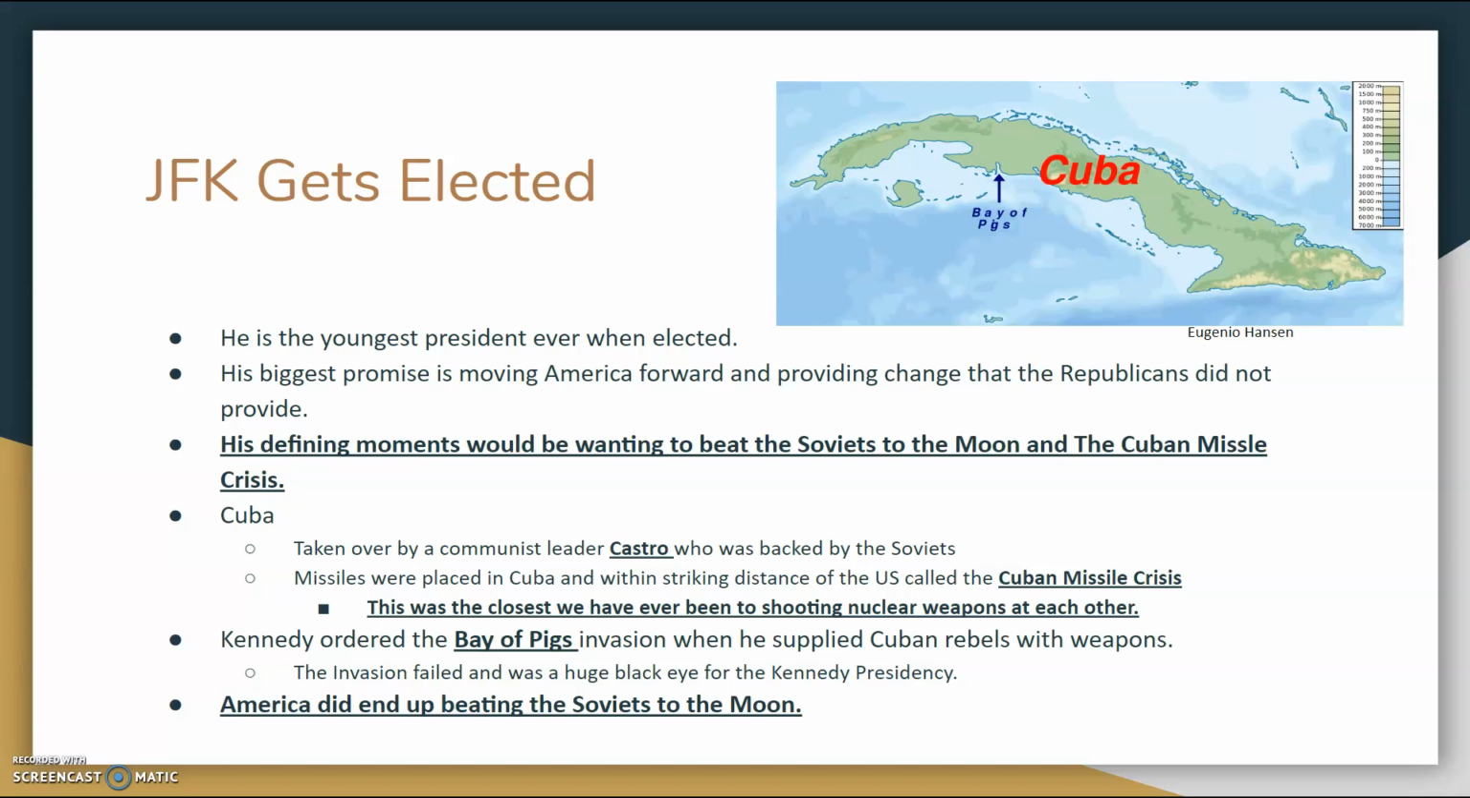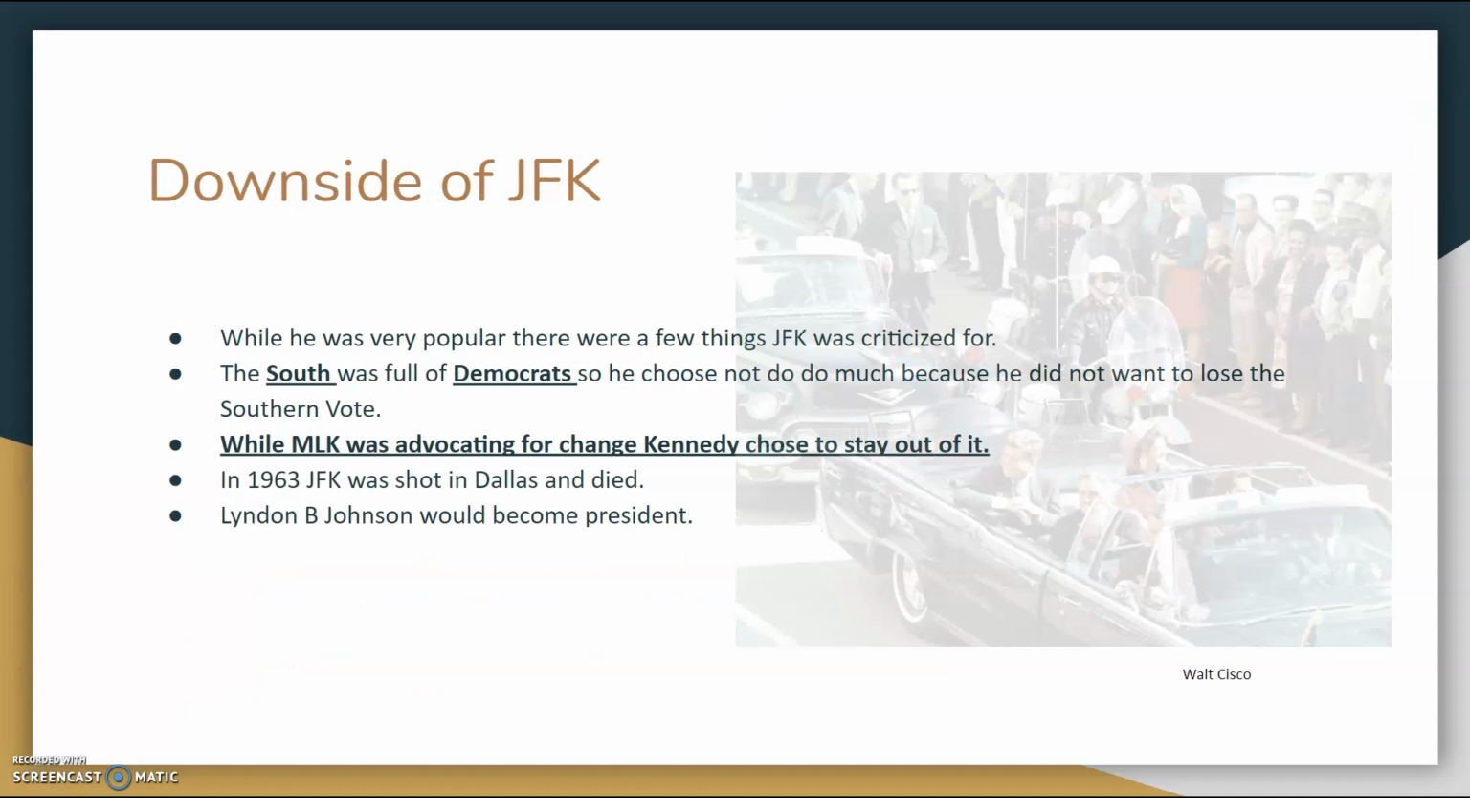But one thing that was successful is America did end up, this was after he dies, but they ended up beating the Soviets to the moon.